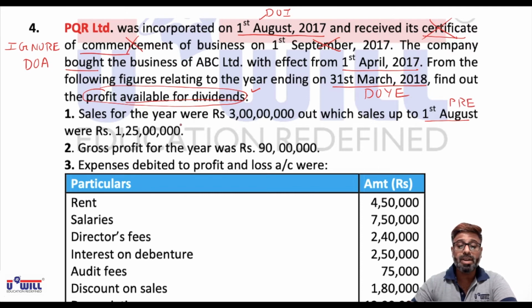They are 1 crore 25 lakhs. So the remaining 1 crore 75 lakhs will be post-incorporation sales. Gross profit for the year was rupees 90 lakhs. So mark it as revenue from operations and it will be taken on sales basis.